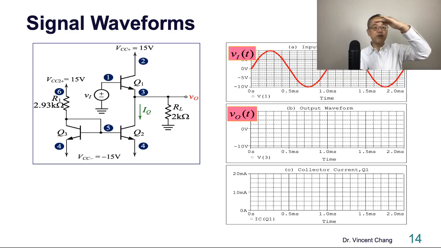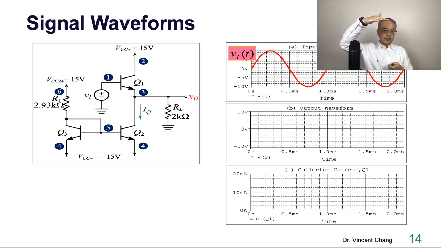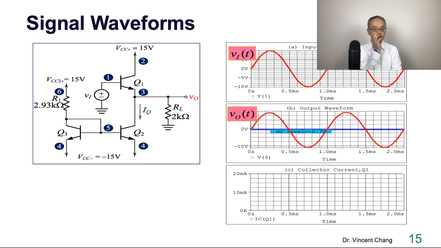It's just a 0.7 level shift, so base input and emitter output just 0.7. So it is still the sinusoidal wave, but the average is different. If you look carefully, there's still a difference between these two.